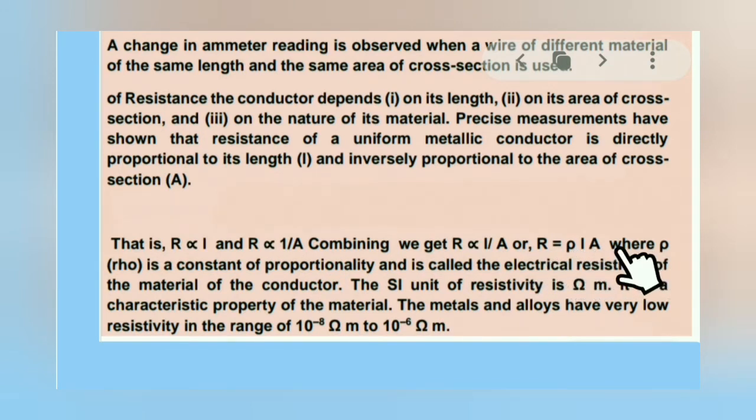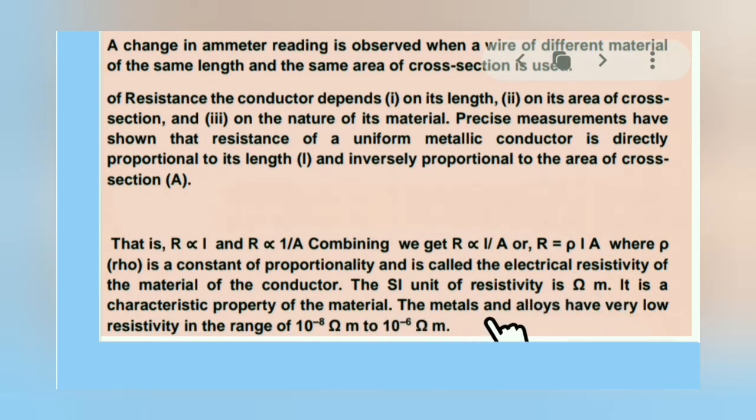This rho is a very important physical quantity. This is the resistivity of the material. This is called the constant of proportionality. Rho is called electrical resistivity. The SI unit of electrical resistivity is ohm meter. It is a characteristic property of the material.